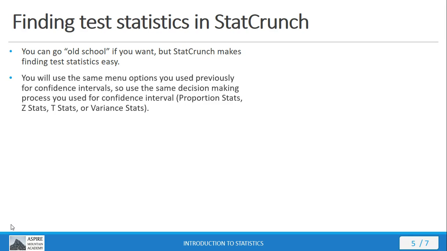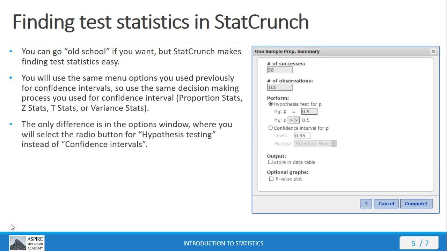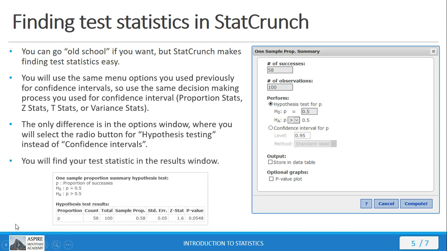So you're just going to go through the same menu options, but when you get to that options window, you're going to leave the default radio button selection here on hypothesis testing. You're not going to switch it over to confidence interval. So you just leave this alone, and then you'll fill in your values here to make your null and alternative hypothesis, and then come down and click compute, and then out comes your results window, which has your test statistic. The test statistic will always be the next to last value there in your results table.